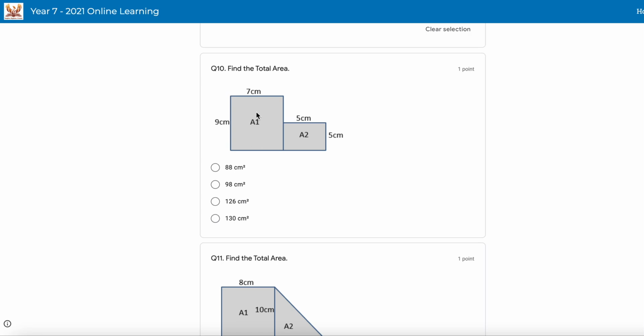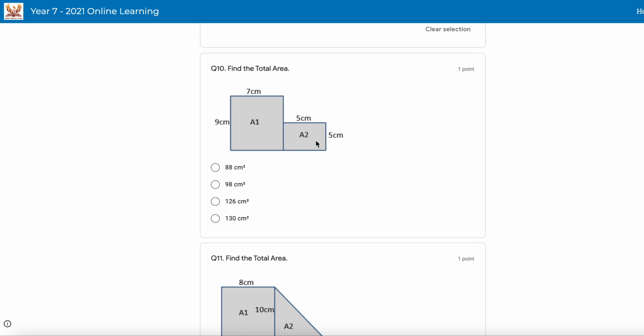I can see there's a rectangle here. So this is just going to be 7 times 9 for that area. So you might like to write that down so you don't forget. 7 times 9 is 63 centimetres squared. That's the area of A1. But they're asking us for the total area, so that's not our answer. And you can see that answer doesn't even appear there, so it's not even an option for us.